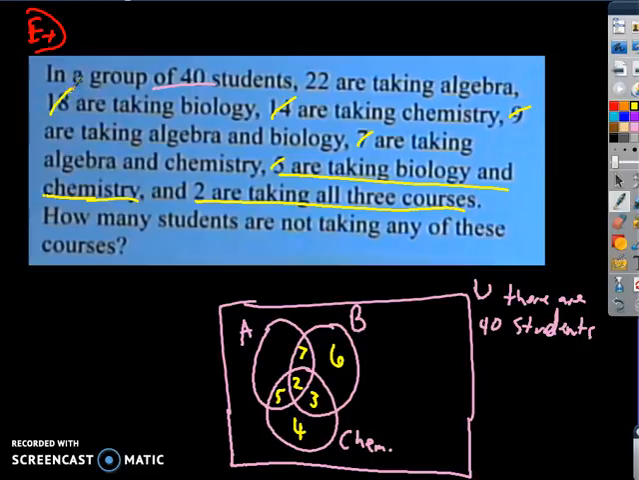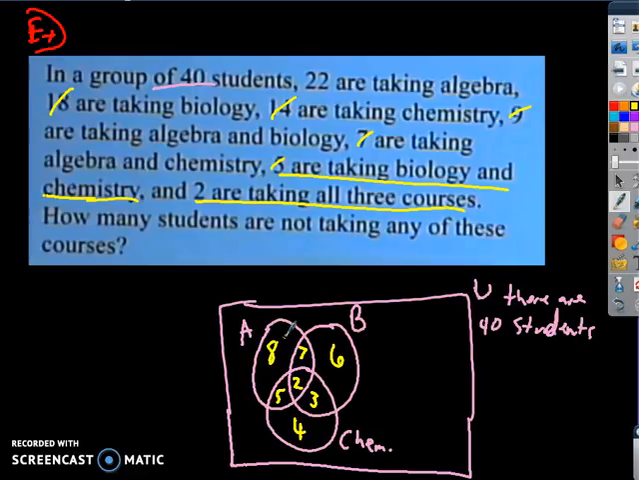And 22 are taking algebra. So in algebra, I got 7 and 7, so that's 14. And there's 22 in all. So I think it's 8. So there's 8 students left to give you a combined 22. All right, so now we figured out all the bubbles.